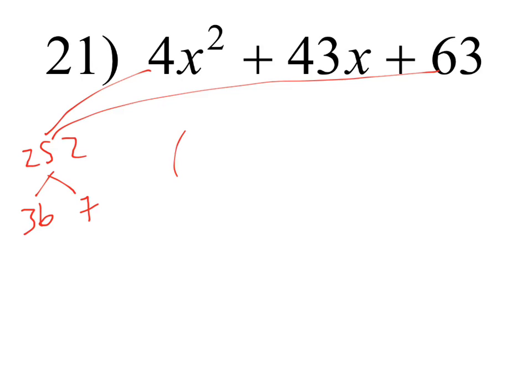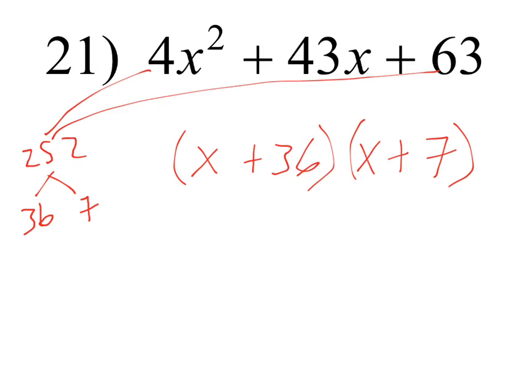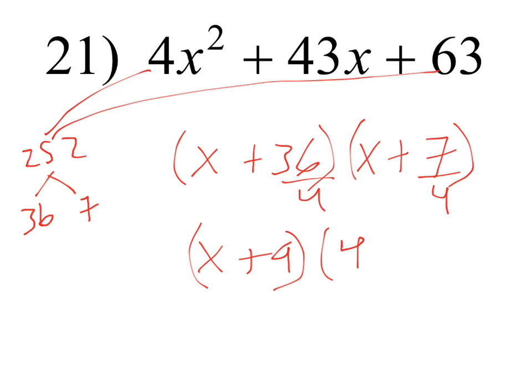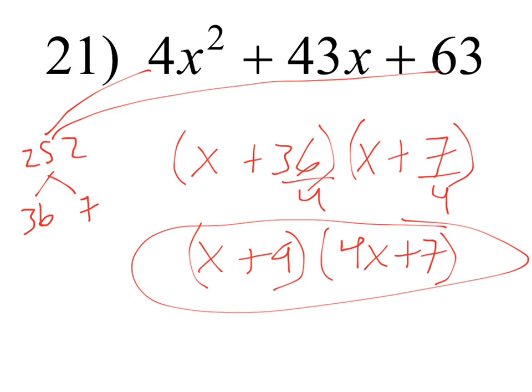Those add up to be the 43 there, so we'll have x plus 36, and then x plus 7 for my second binomial there. And now when you address the 4 issue, attempt to divide them both by 4, it works in the first one, giving you x plus 9. It doesn't in the second one, giving you 4x plus 7. You just pull the 4 out front. And ta-da, we factored them.